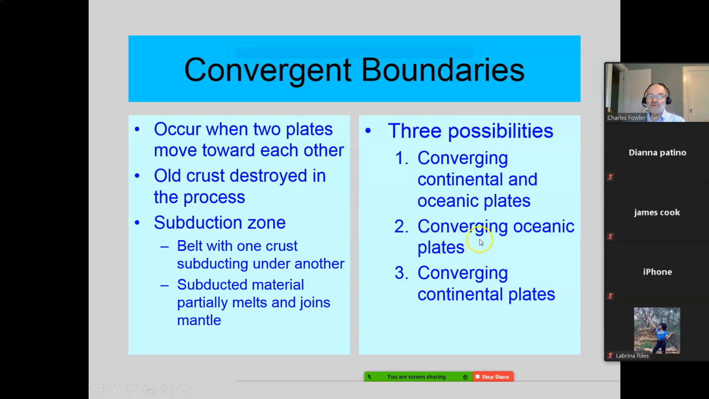Now, you also can have converging oceanic plates. One oceanic plate here, another one here. For some reason, one subducts under the other. Maybe a slight density issue. I don't know, it's hard to say, but that's also converging oceanic plates.